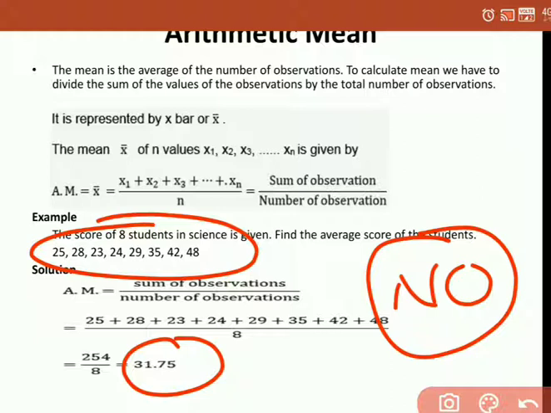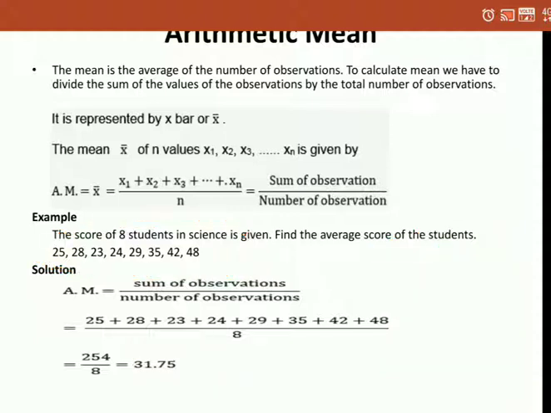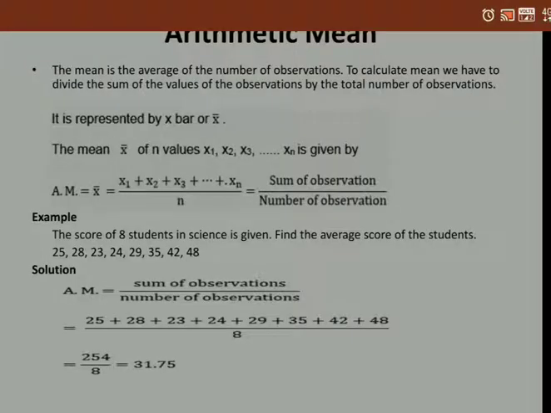It's neither greater than all the values nor less than all the values, and it may or may not be a value included in the observations. Understand? So the arithmetic mean may not be there in the observations. It may be a value which is not given in the observations. That means the arithmetic mean lies between the given numbers. In particular, the mean of two numbers will always lie between the two numbers.